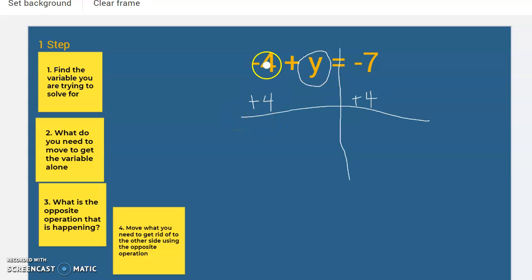So negative 4 plus 4 is going to cancel out, and we just have y. And over here, I have negative 7 plus 4 is going to give me negative 3. Now, y is alone, and that's what we're looking for, so our answer is just y equals negative 3.